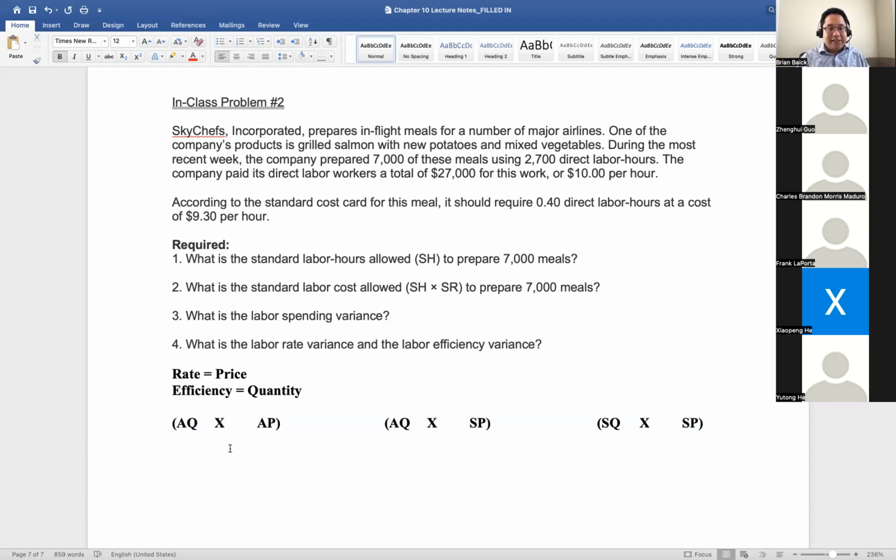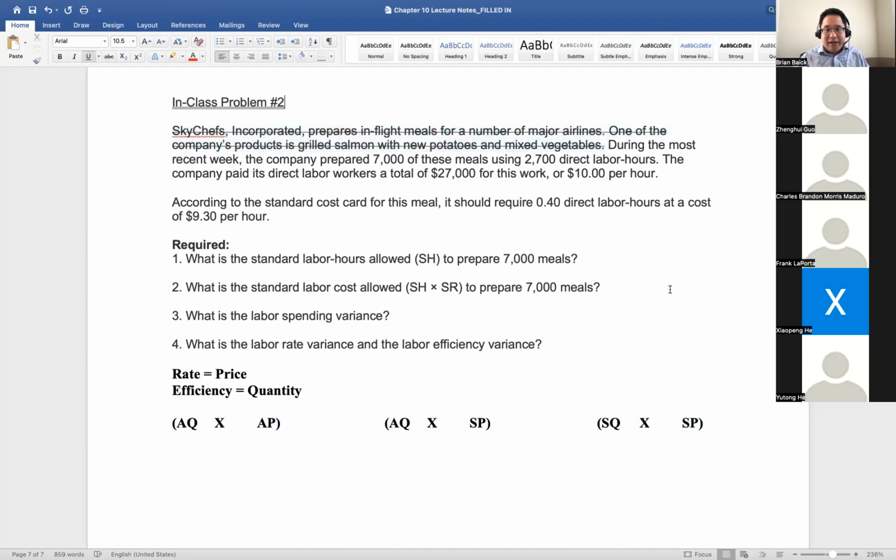Okay, let's see here. Now we should read the question. It says we have Sky Chefs Incorporated, which prepares in-flight meals for a number of major airlines. Okay, I think this is an actual company. One of the company's products is grilled salmon with new potatoes and mixed vegetables. Okay, that sounds nice, but as an accountant, you actually don't even care about this information.